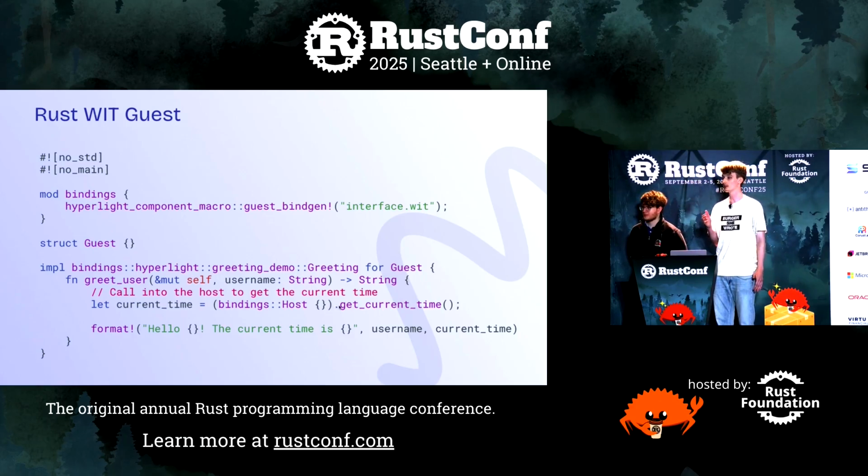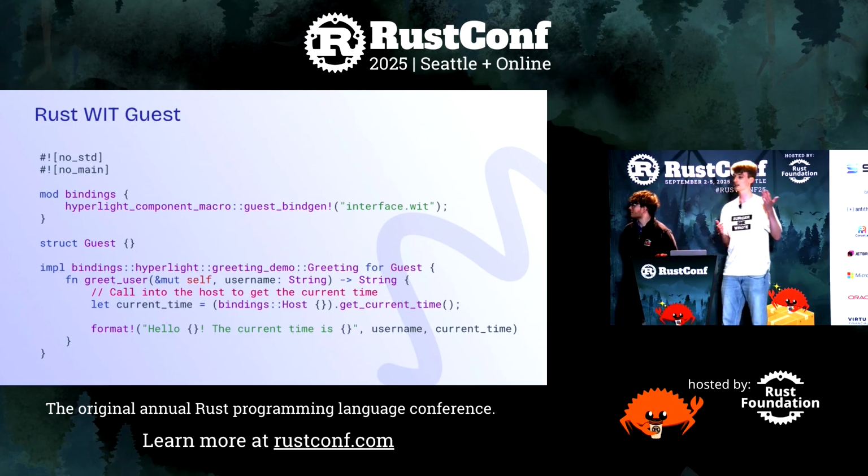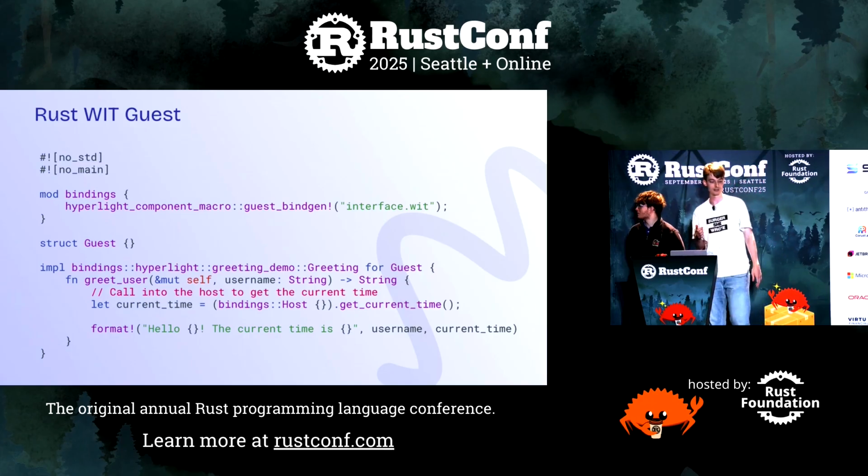And when this function is invoked, that will exit the Hyperlight guest VM. It will run the host function for getting the current time, serialize the result back into the VM, and the result will be saved in this variable, current time. And I think this is very cool because this is a type-safe way. It just looks like a regular Rust function, but in fact, it exits the VM and asks the host for the current time.